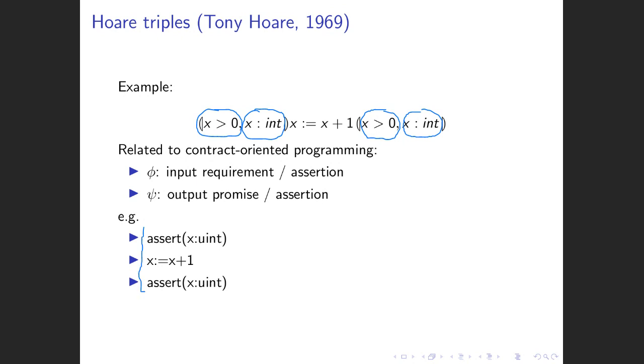And if you don't have types built into your language syntax, you can do this manually through contract-oriented programming again. For example, this combination of being an int and being greater than 0 means that x is an unsigned int, right? Means it's never going to go negative. So you could implement this by writing something like this: assert that x is an unsigned int and that it's still an unsigned int at the end.